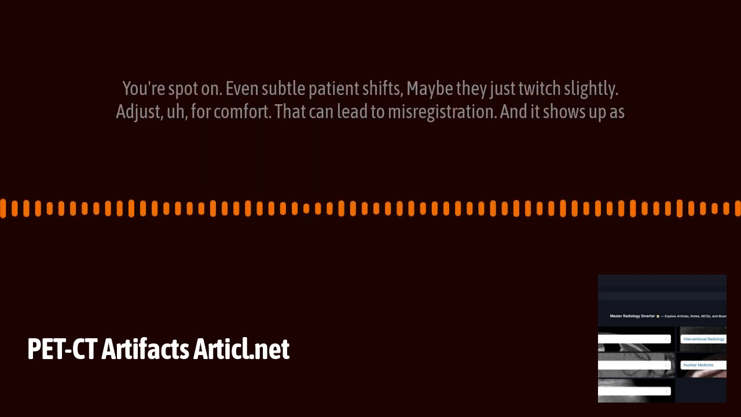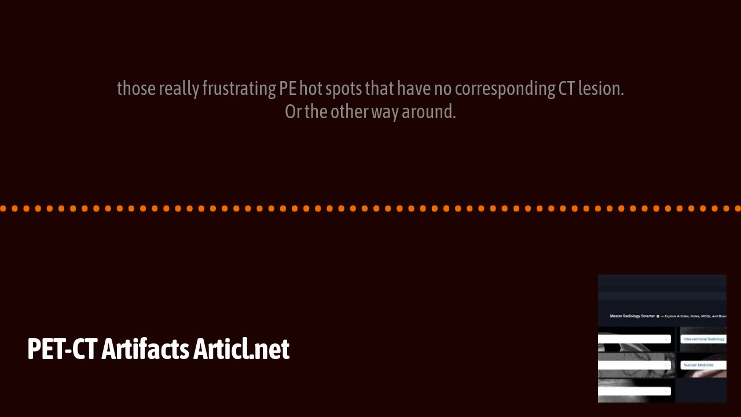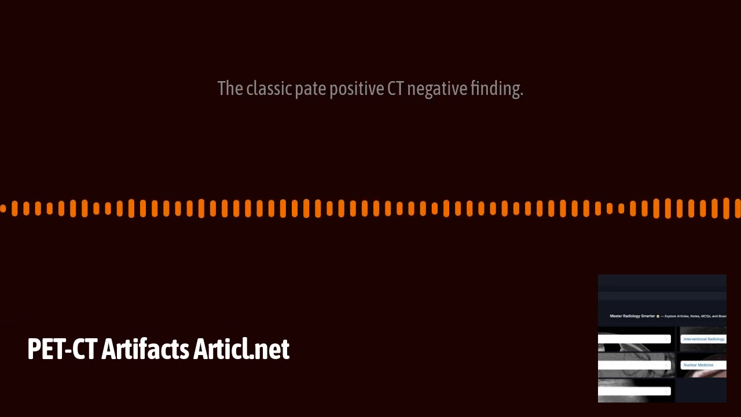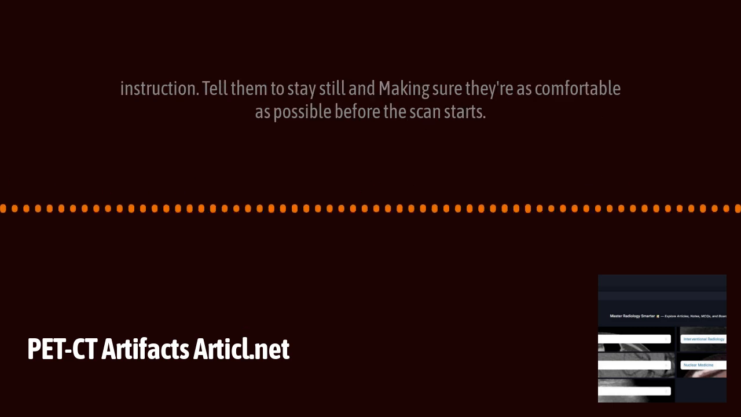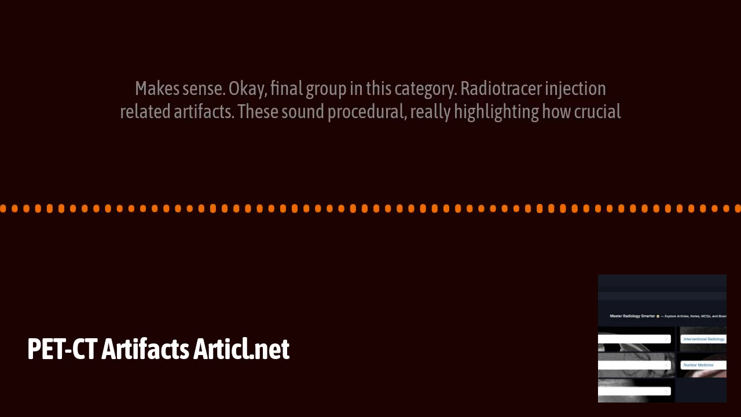You're spot on. Even subtle patient shifts, maybe they just twitch slightly, adjust for comfort, that can lead to misregistration. And it shows up as those really frustrating PET hotspots that have no corresponding CT lesion, or the other way around. The classic PET-positive, CT-negative finding. Exactly. It's a genuine diagnostic dilemma, can send you on a real wild goose chase. Prevention sounds simple, but it's vital. Proper patient instruction, tell them to stay still, and making sure they're as comfortable as possible before the scan starts. Makes sense.